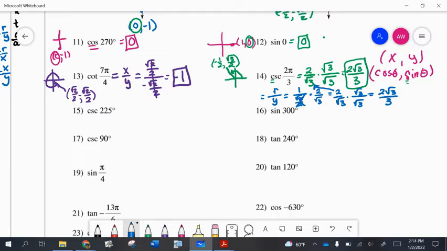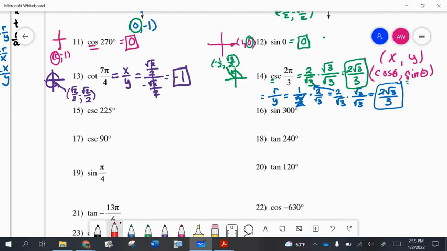Either way you thought of it as r over y, or just remembering the reciprocal is the flip of the fraction. So if we know what the sine value is, root 3 over 2, we can just flip it to get cosecant. Either way works. Both ways will give you the same correct answer. All right, let's try another problem.